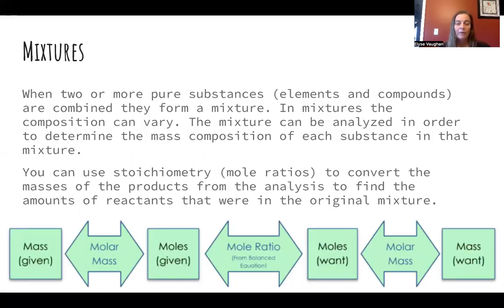So just a reminder, when 2 or more pure substances are combined, they form a mixture. Mixtures are not pure substances, so their composition can vary, but we can still determine percent by mass or mass composition of each substance in that mixture. And then we can use mole ratios to convert masses of products from the analysis to find the amounts of reactants that were in the original mixture. So we frequently use reactions in combination with percent composition to figure out exactly what was in our mixture.